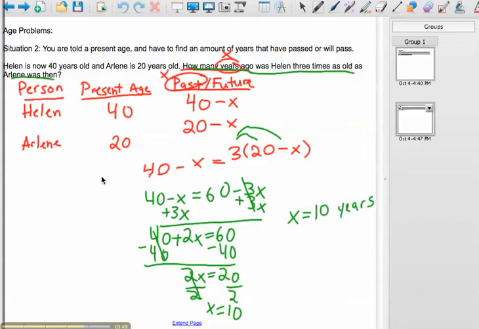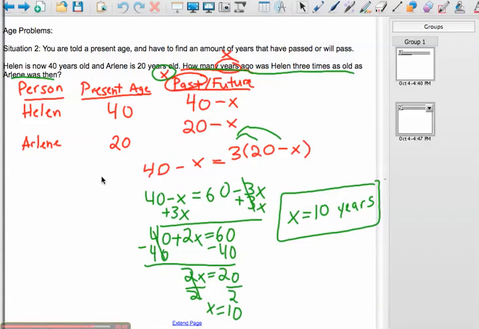And you're probably saying to yourself, well, didn't we have to use a let statement with other problems? You could use a let statement for these problems, but I'm only going to require you to use the table. Once you write X in this table, you're implying that X represents a past amount of years. So that's situation 2.